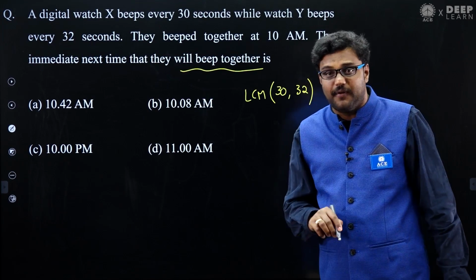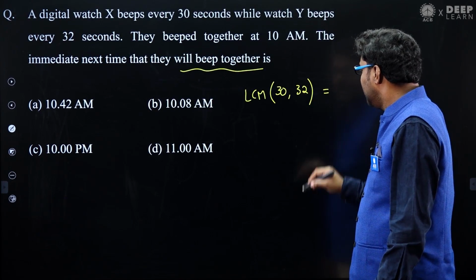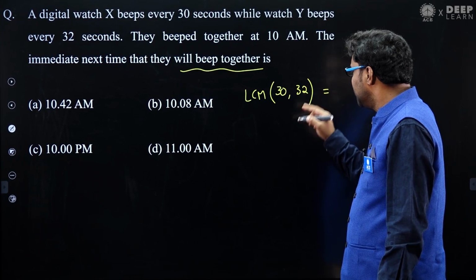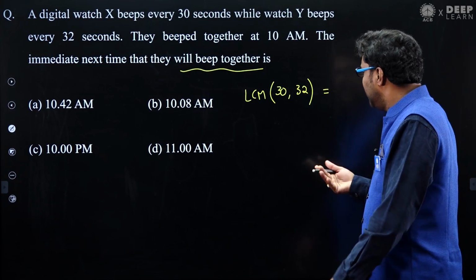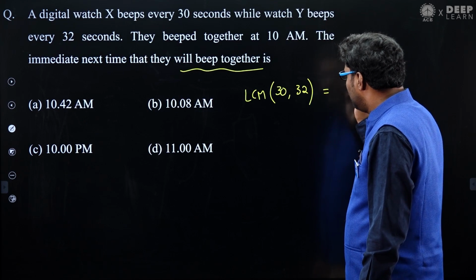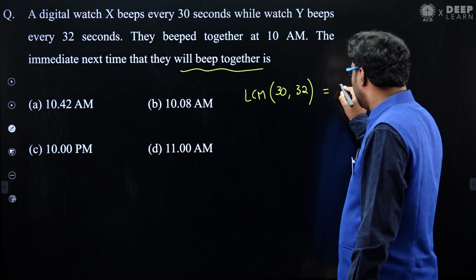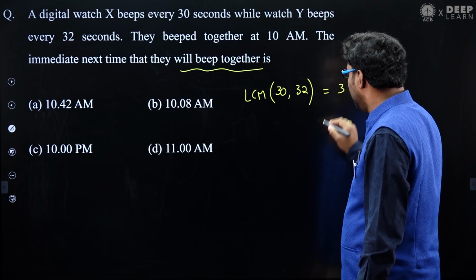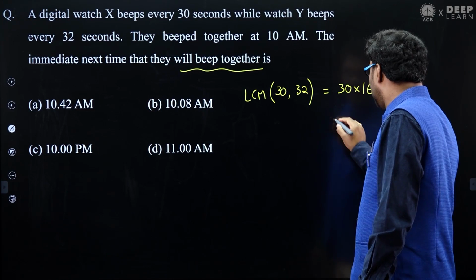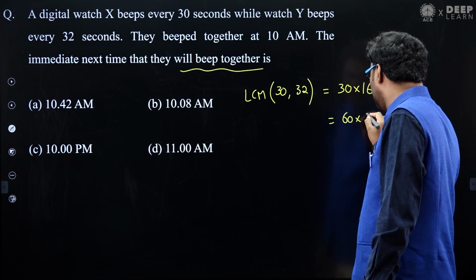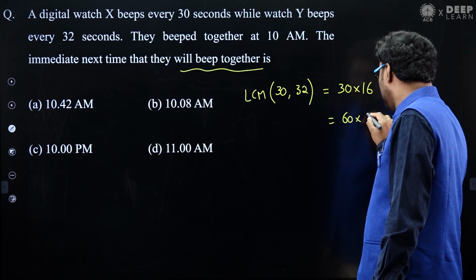Second one beeps every 32 seconds. If you apply LCM for these two, we'll get 2 into 15 into 16, because you have to divide with 2 only. Other than that, it will repeat. So 2, 15, 30. So we got 30 into 16, which can be taken as 60 into 8.